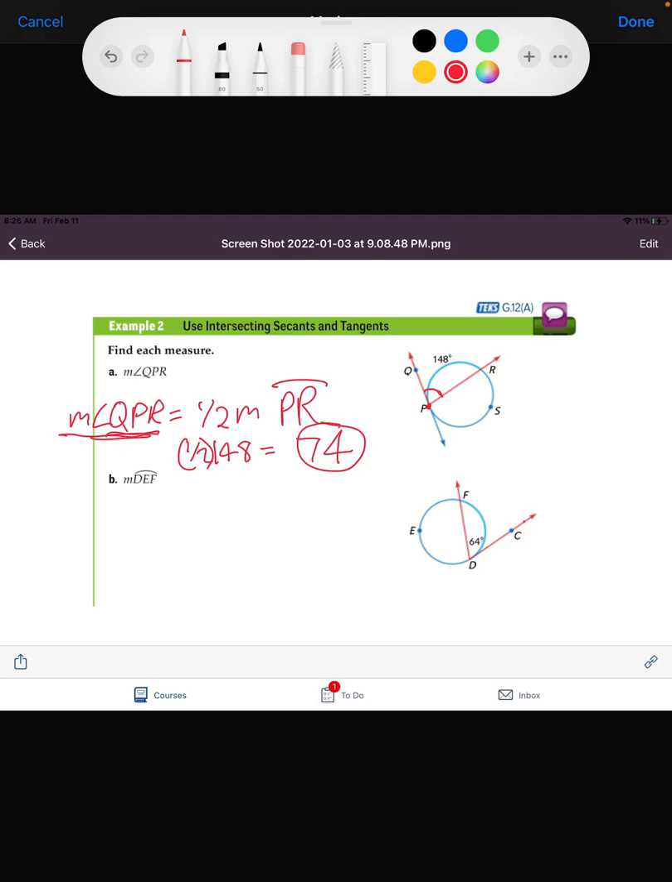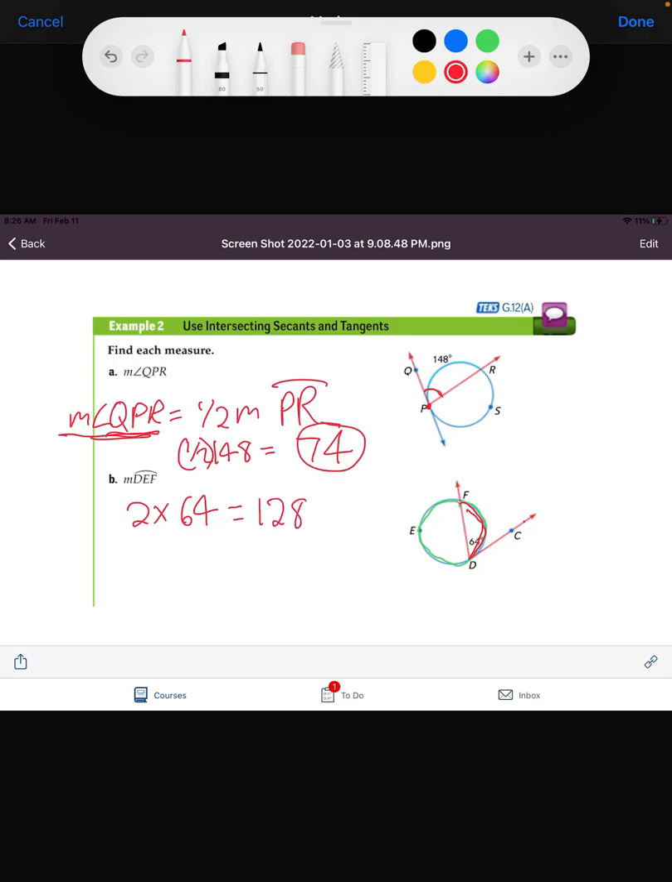Next one, it wants us to find DEF. So it wants us to find, do this in green, DEF, this part right here. So the way we can do this, first we can figure out what this part is, FD, do that part in red, FD. And since our angle is 64, we know that FD, the arc that angle intercepts, is going to be 2 times 64.